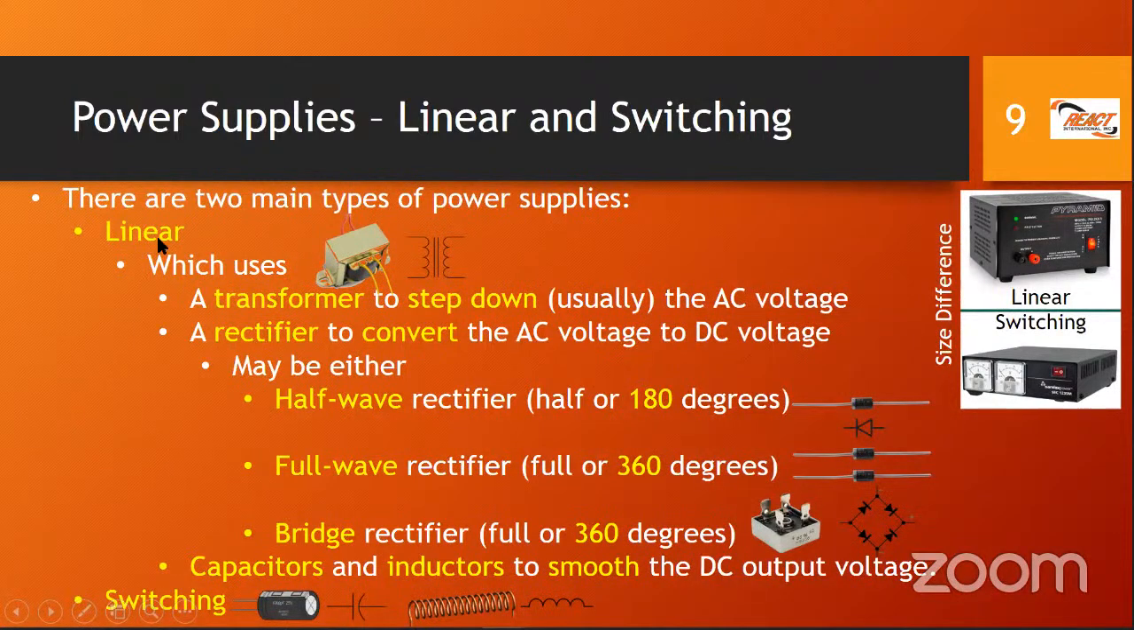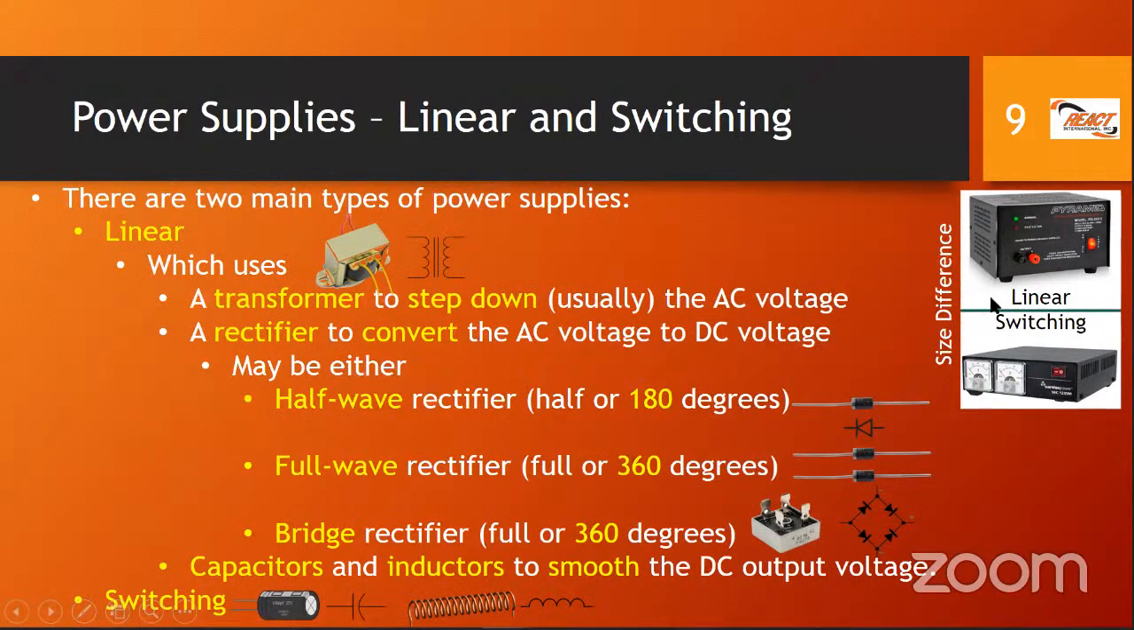And also inside of that linear power supply, you also have capacitors and inductors. And those components smooth the DC output. So all of these components come together in a power supply to convert AC line power to DC. And the other type, of course, is the switching power supply as well. And we'll come to a slide with a bit more detail. So again, two types of power supplies that you need to know about: the linear power supply and the switching power supply.